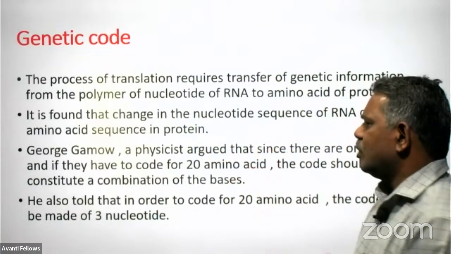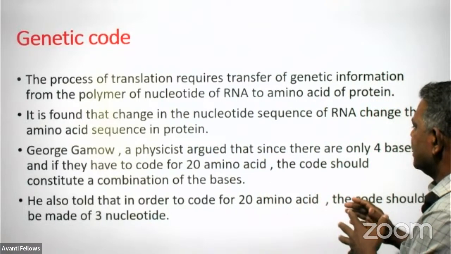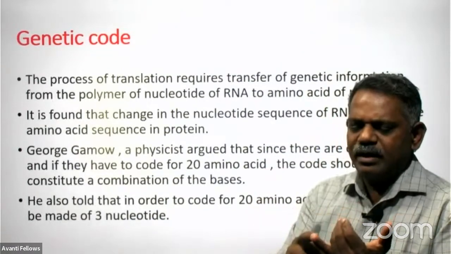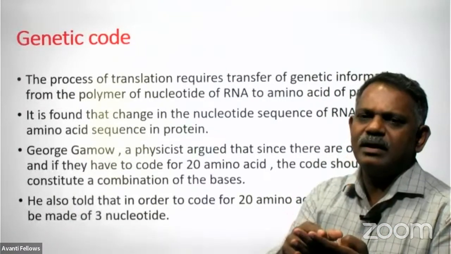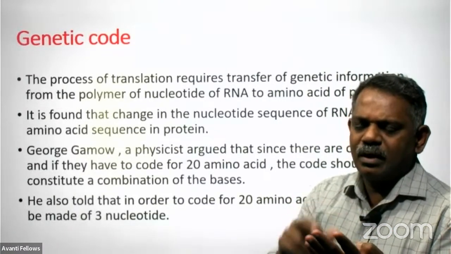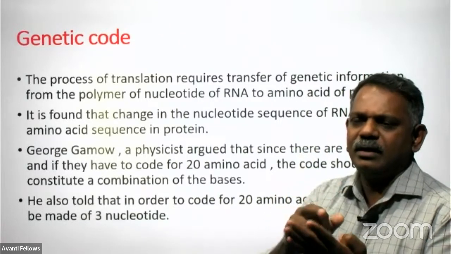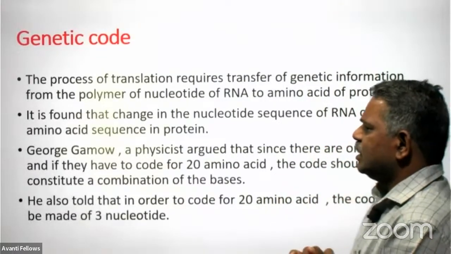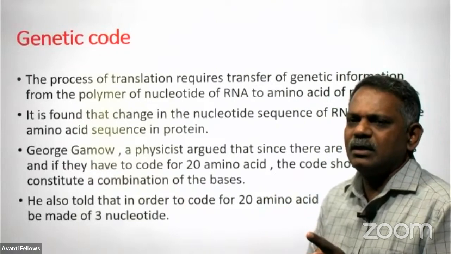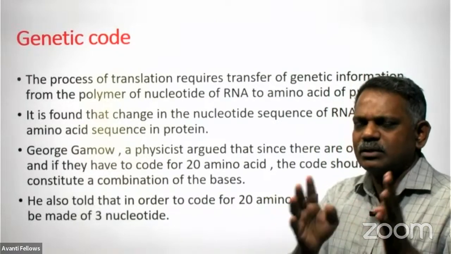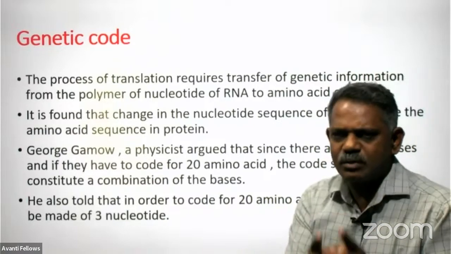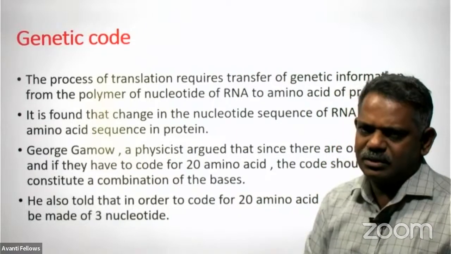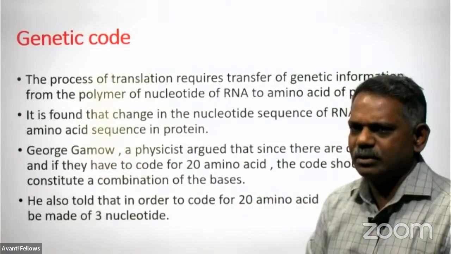And the George Gamow, a physicist, argued that since there are only 4 bases, which are the 4 base pairs? Adenine, guanine, uracil, and cytosine. See, only 4 nitrogenous base. If it is called for 20 amino acid, it is not possible to code 20 amino acid. If one nitrogenous base is coding for one amino acid, it is possible to code only for 4 amino acids because only 4 nitrogenous bases.